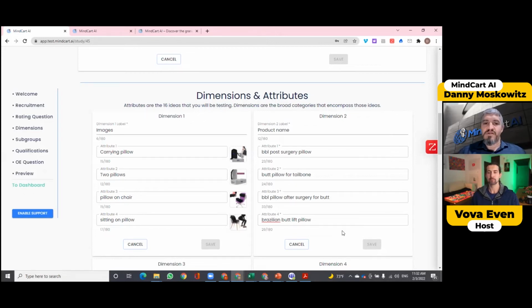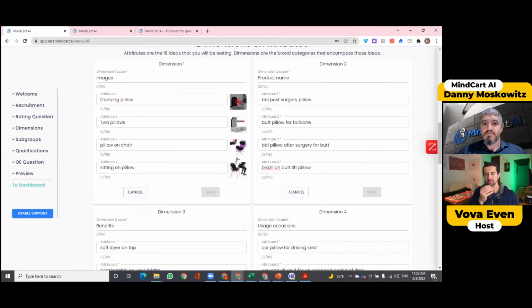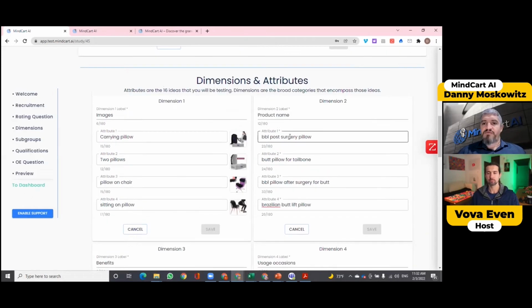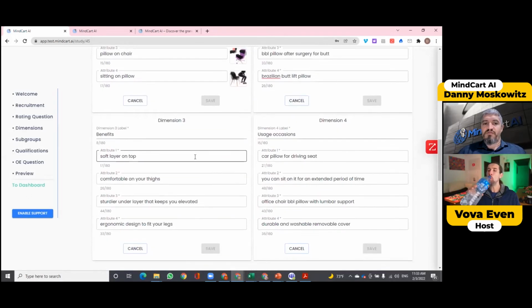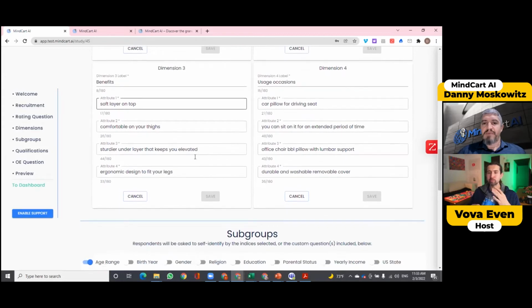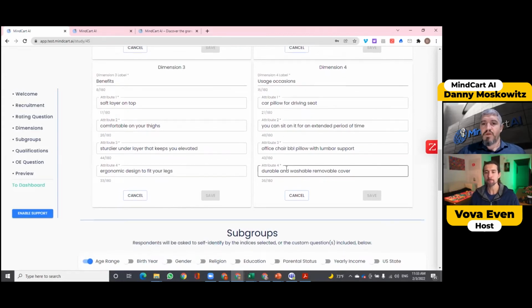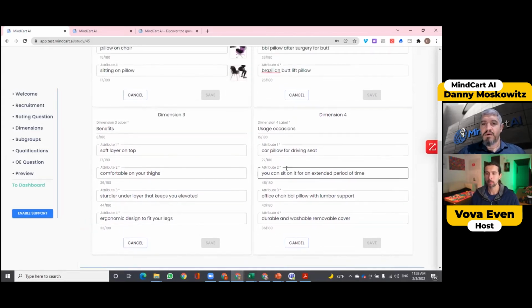So I already filled this in. I put in the 4 images here, and then the 4 product titles, what it is, the 4 benefits, which I just copied and pasted, and the 4 usage occasions, how to use it. Once you put this in, you press go, and the system creates hundreds of combinations of all of these things.